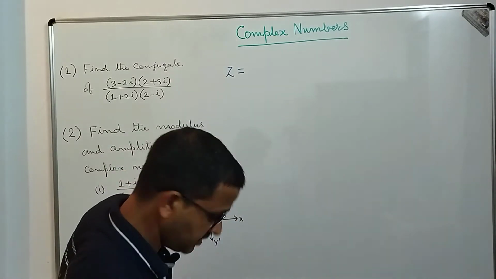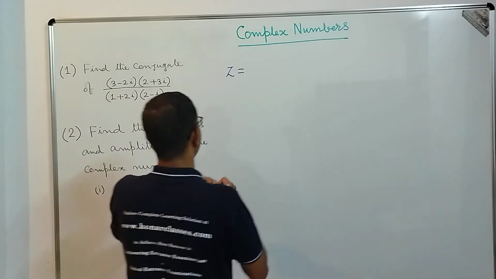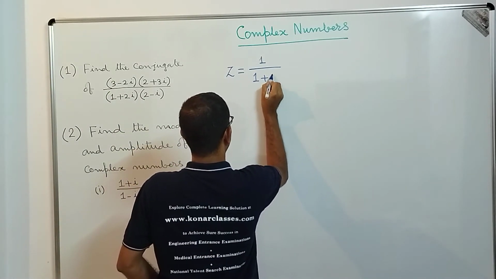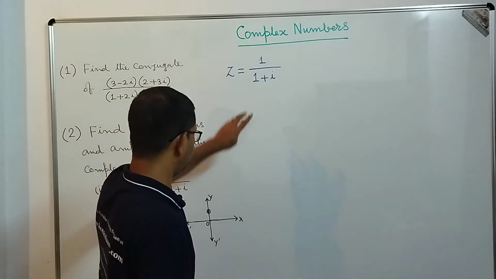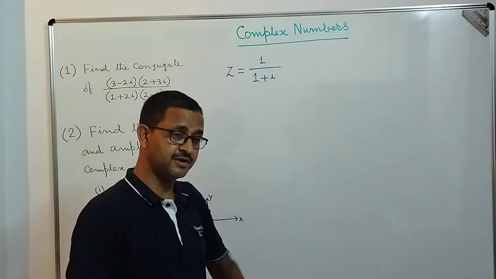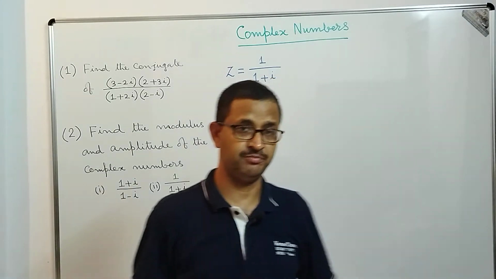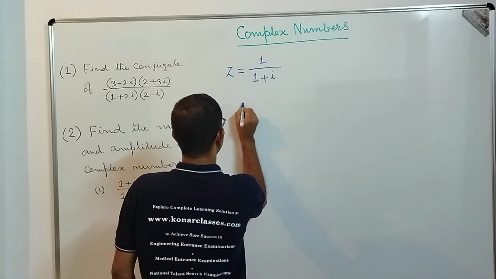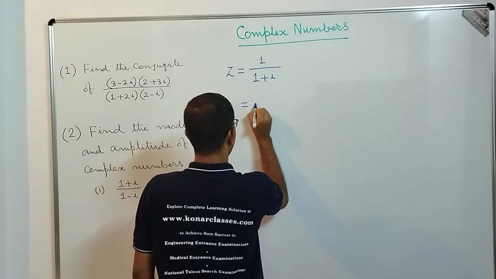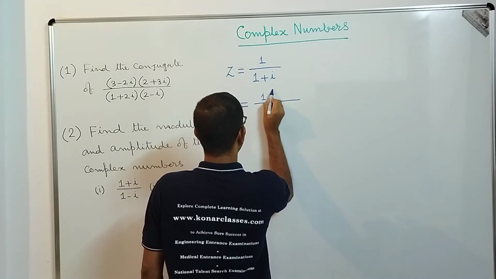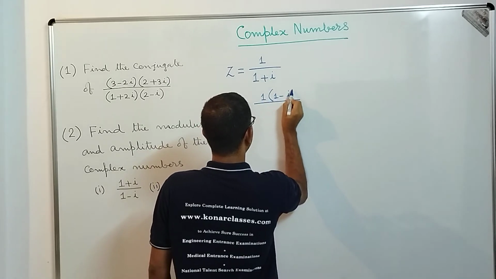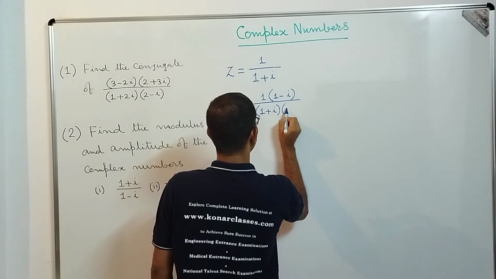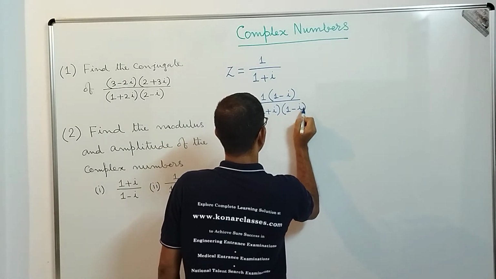So here the complex number is 1 by 1 plus i. So 1 divided by 1 plus i. So what we should do? We should multiply both numerator and denominator by the conjugate of the denominator polynomial. What is the conjugate of the denominator polynomial? 1 minus i. So that means we should write 1 into 1 minus i divided by 1 plus i into 1 minus i.